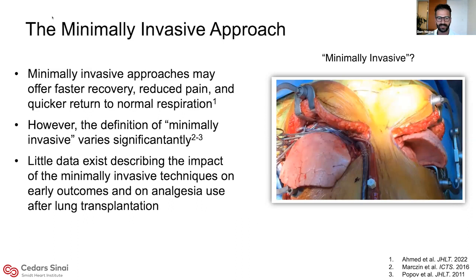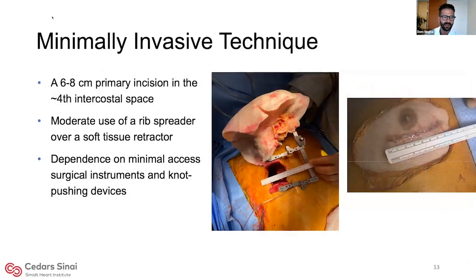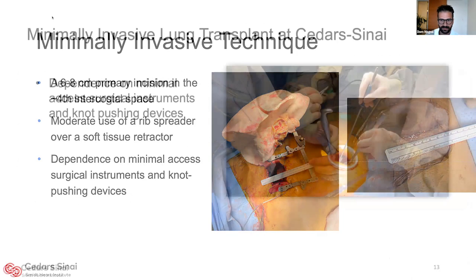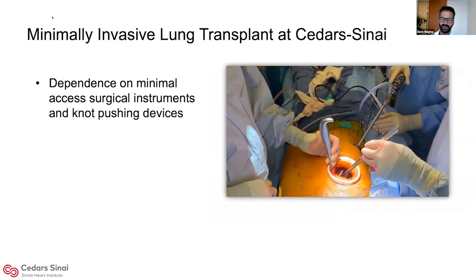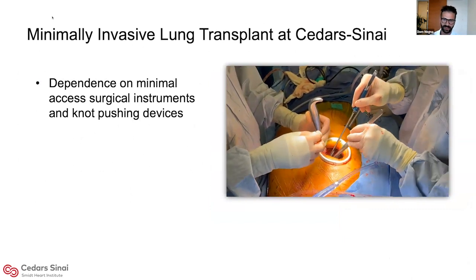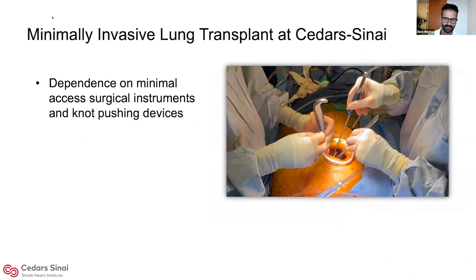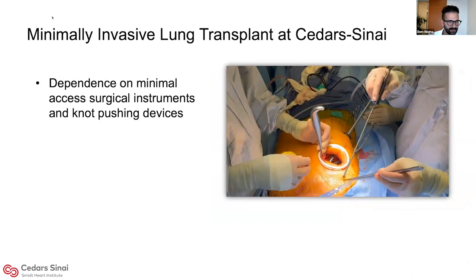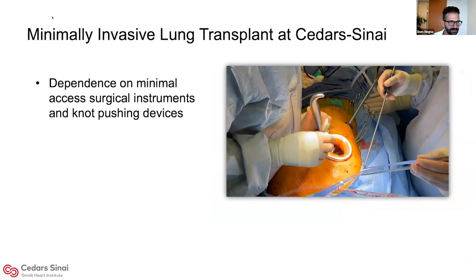But there is little data that exists describing the impact of these minimally invasive techniques on early outcomes and analgesia use after lung transplant. Our technique at Cedars is we like to make small 6 to 8 centimeter incisions, either second, third, or fourth intercostal space, depending on the hilar anatomy and patients' pathology. The moderate use of a rib spreader, and then the dependence on these minimal access instruments. People familiar with minimally invasive mitral surgery are very familiar with how to use these instruments. These are the instruments we use to do the implant, with knot pushing devices as well to tie the sutures.